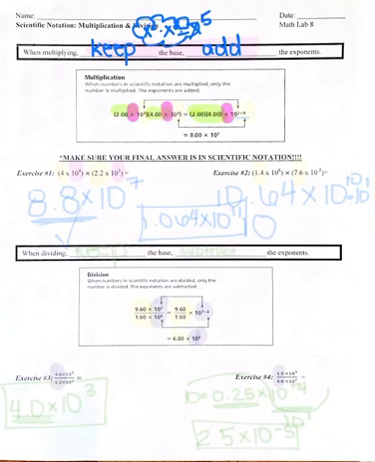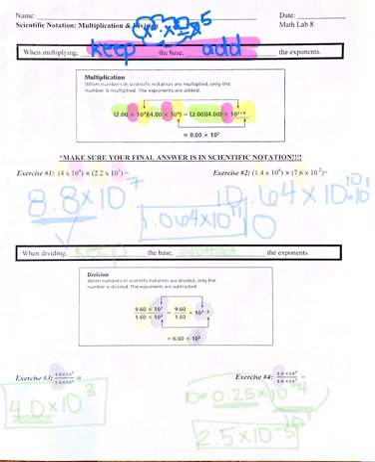And then what we're going to do is, just like I showed you up here, keep the base, add the exponents. You're going to keep that base of 10. So you're multiplying 10 to the third times 10 to the fourth. You're going to keep that base of 10, and you're going to add the exponents. So 3 plus 4 is 7. So we have 2 times 4, which gives us 8.0, times 10 to the 7th power.